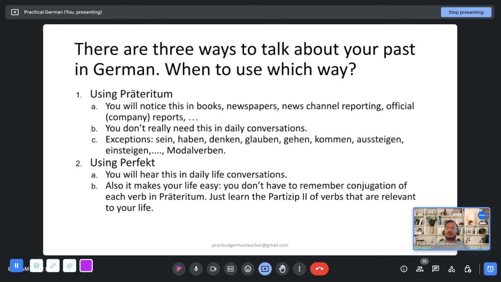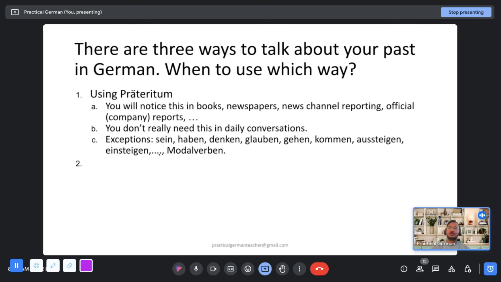Using perfect, you will hear this again. See here, I have written aussteigen, einsteigen. When I was preparing this slide, because in my life I use aussteigen, einsteigen in Präteritum, that's why I wrote it. It may not be true for you. Now, which verbs are relevant for your life and which not? We'll talk about that, I think today or maybe on Monday. We'll talk about how you can figure out which verbs you are supposed to learn, not some verbs which some stranger asks you to learn.